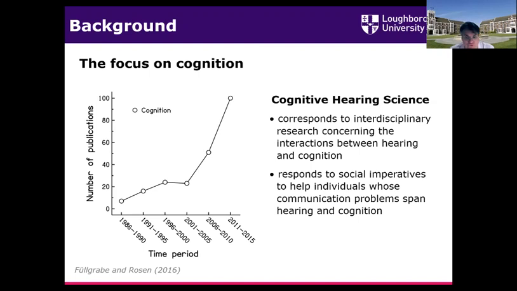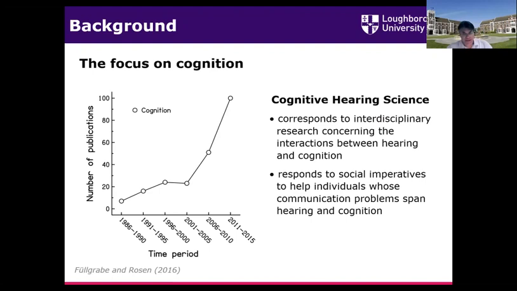So over the past decades, there has been a growing interest in the role of individual differences in cognitive functioning in complex everyday behaviors. For example, in my research field of hearing science, cognition is nowadays frequently used to explain speech and language processing. And this is reflected by a noticeable increase in the number of scientific publications investigating this particular relationship, but also the emergence of a new interdisciplinary field coined cognitive hearing science that is looking at the interplay between audition and cognition.